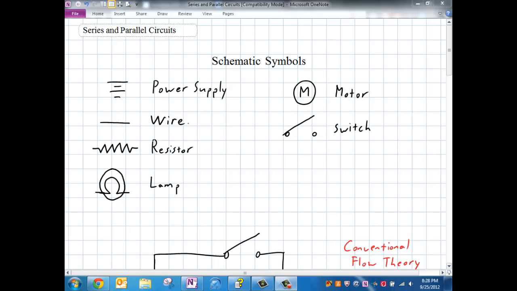Today we're going to talk about series and parallel circuits. Before we start the whole topic here, I want you to look over the schematics that we have, the symbols for schematics that we have here, just to familiarize yourself with what these things mean.